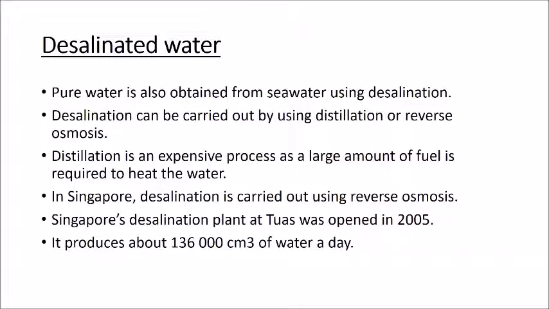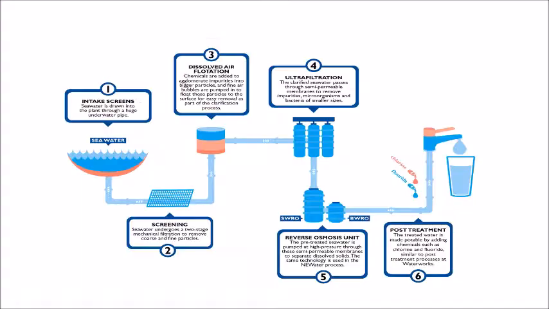Singapore's desalination plant in Tuas was opened in 2005 and it produces about 136,000 cubic meters of water per day. So if you take a look here, we saw the seawater is drawn into the plant through a huge underwater pipe, whereby the seawater will undergo two-stage mechanical filtration to remove coarse and fine particles.